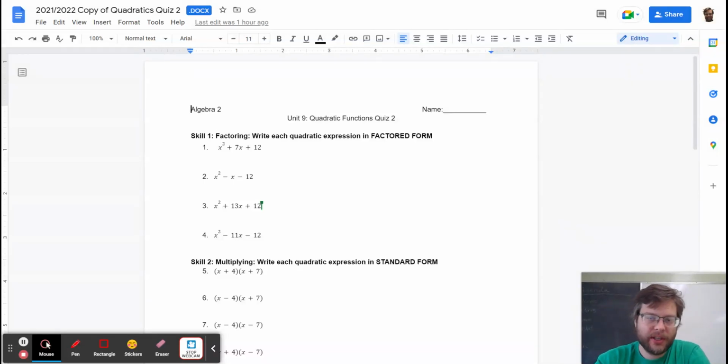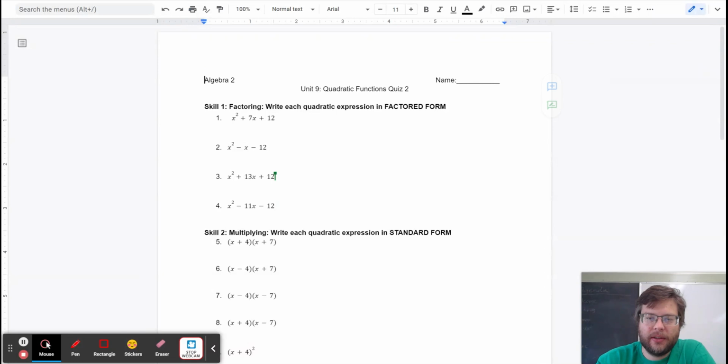Hello students, here's the second practice quiz that we've got this unit. Remember that the unit test is coming up soon, so make sure that you're keeping up with these skills and with the first practice test as well. So we're going to factor all of these. We're going to write them in factored form.